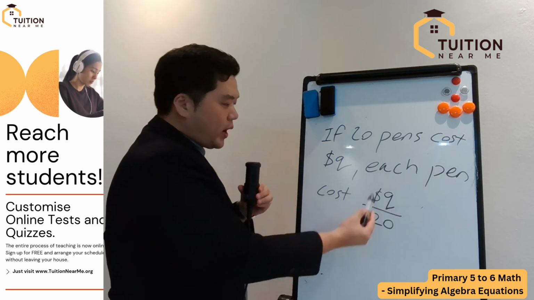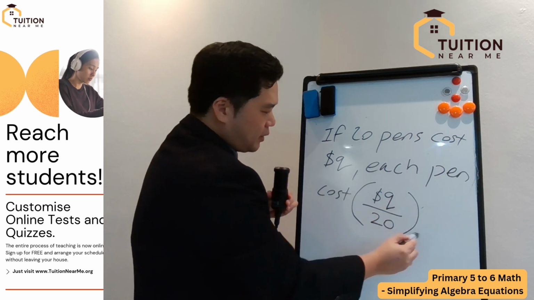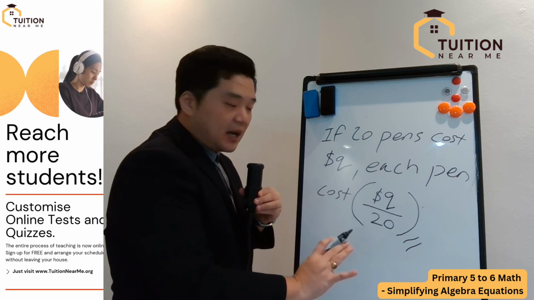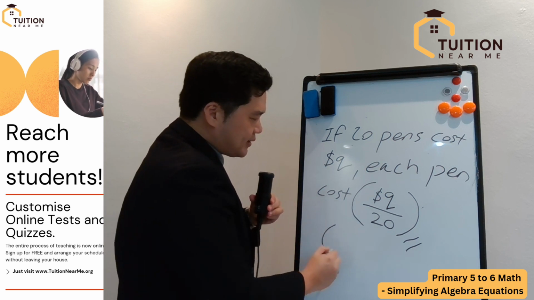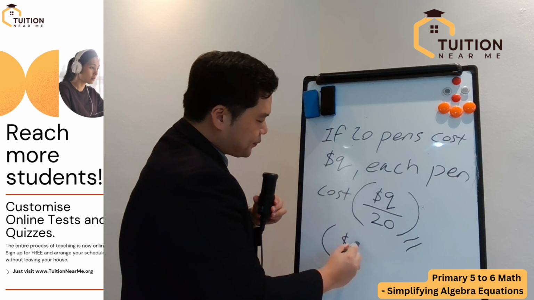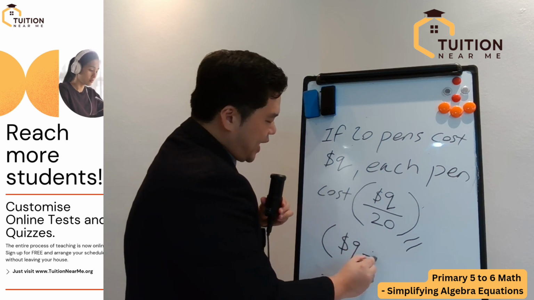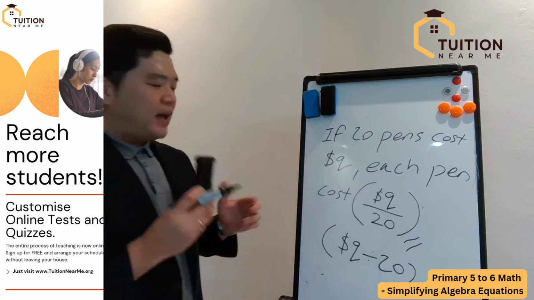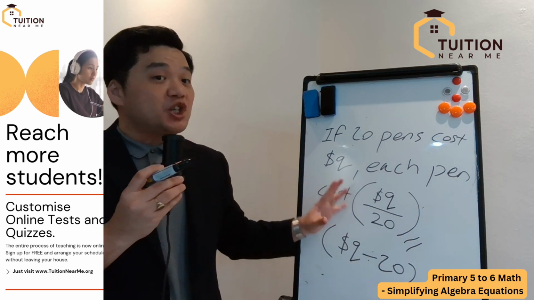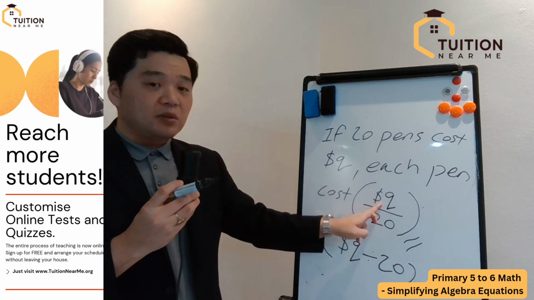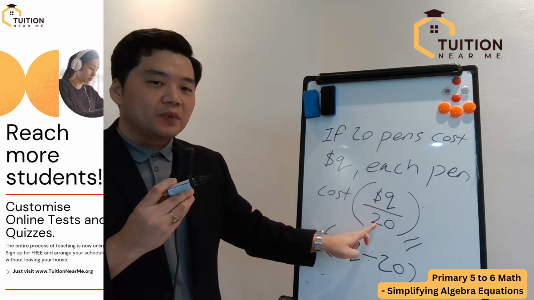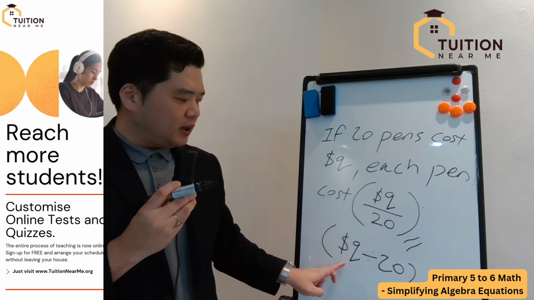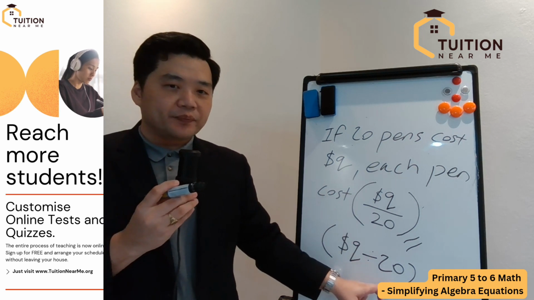So this is one way, and this is the answer, okay? And this is one way of expressing this answer. You can also express it as Q dollars divided by 20. Therefore, the price of each pen can be expressed as Q dollars divided by 20, in this format, or in this format, Q dollars divided by 20.